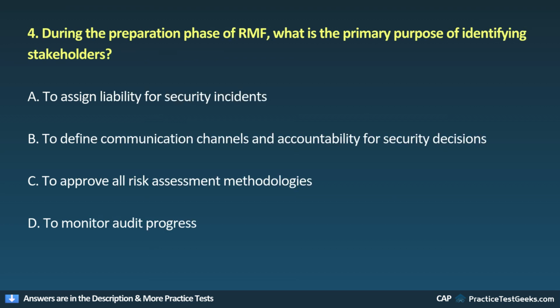4. During the preparation phase of RMF, what is the primary purpose of identifying stakeholders? A. To assign liability for security incidents. B. To define communication channels and accountability for security decisions. C. To approve all risk assessment methodologies. D. To monitor audit progress.